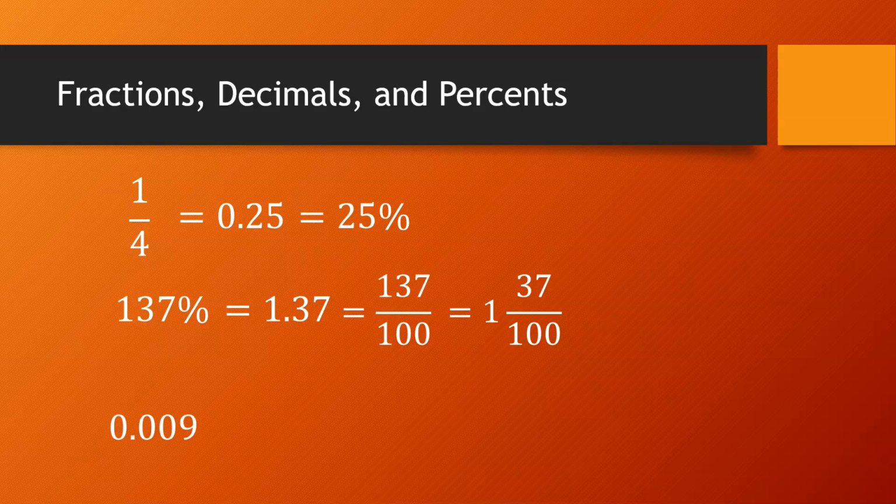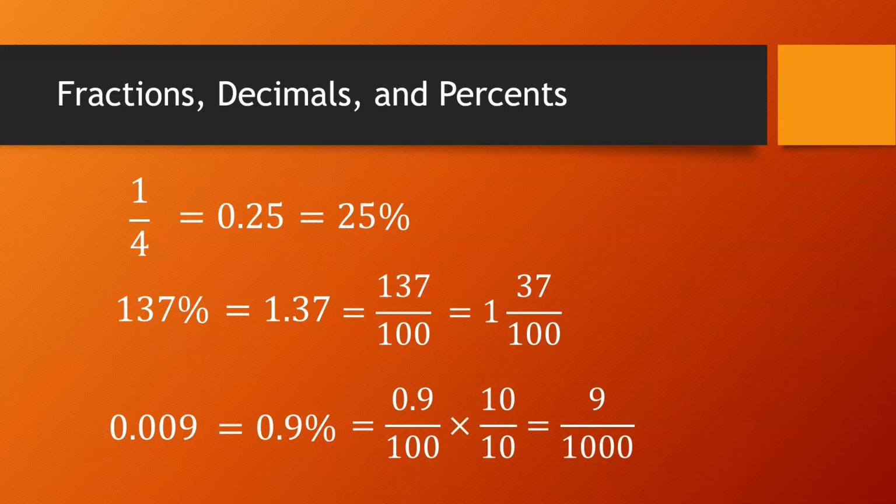If we start with a decimal, we can change that to a percent by moving the decimal point 2 places to the right. And we can write that as a fraction by remembering that percent means out of 100. So 0.9% means 0.9 out of 100. Now that's not quite a fraction yet because we need to make sure that both the numerator and denominator of the fraction are integers, and the numerator is a decimal number. It's an easy fix though. We'll just multiply numerator and denominator by 10 to get the fraction 9 over 1,000.